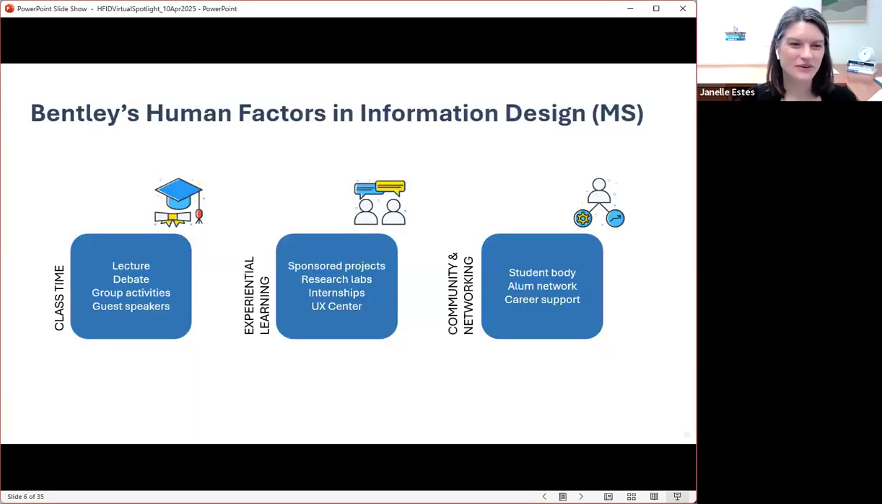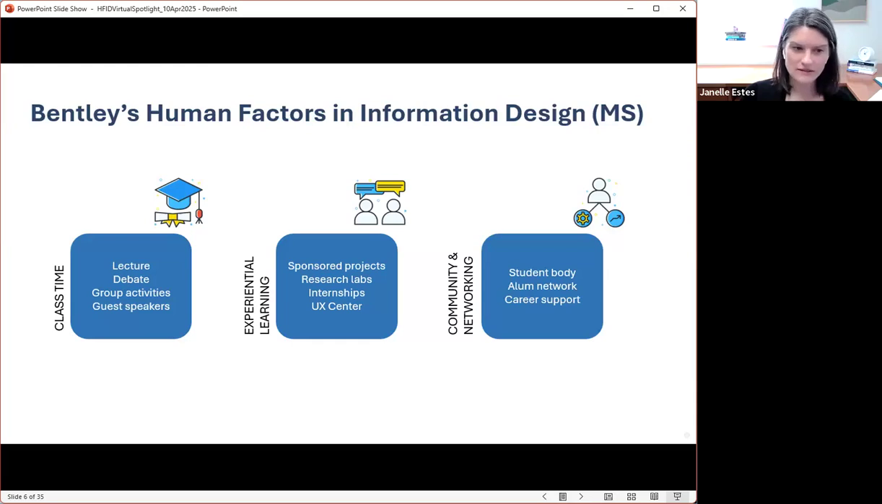Okay, awesome. So the grad school experience here at Bentley in our Human Factors and Information Design program, I like to think about our offering in 3 pillars. So the first one is the time you spend in your classes. It is a grad program, so there are classes that you will take. Many of them are in the evening after working hours, so 5 to 7:20, 7:30 to 9:50. Those are our typical blocks.